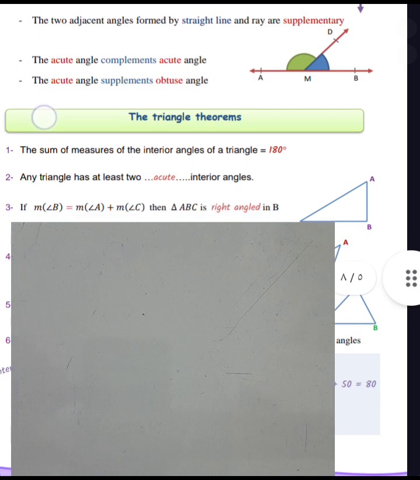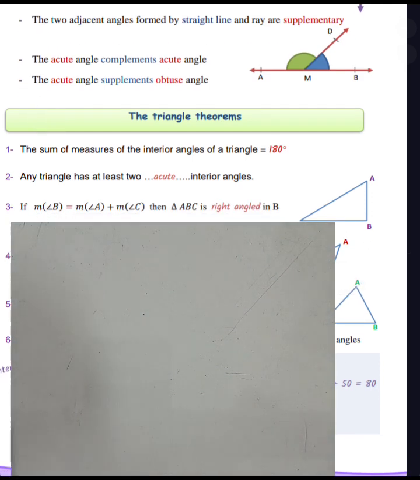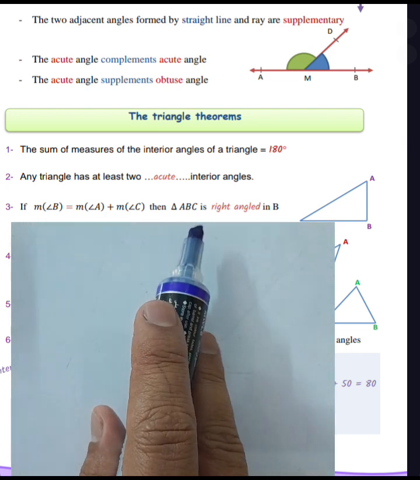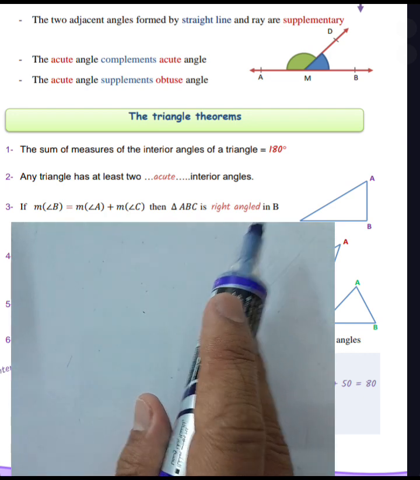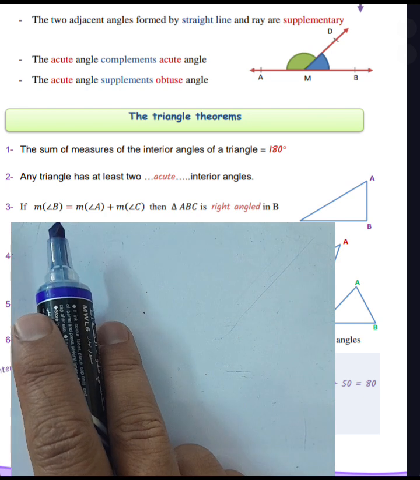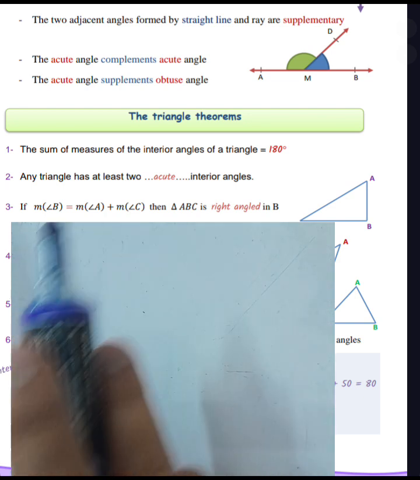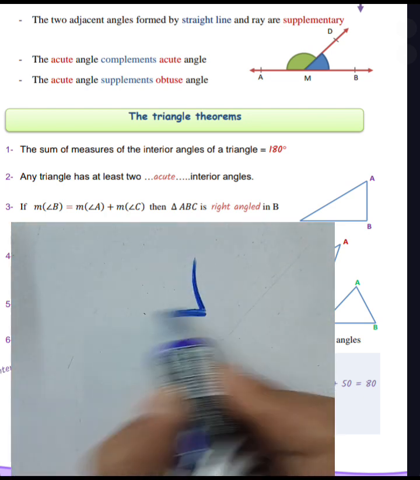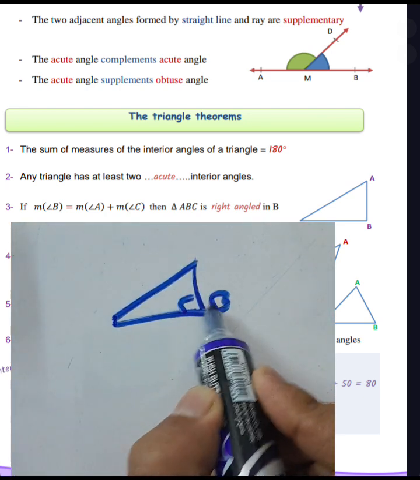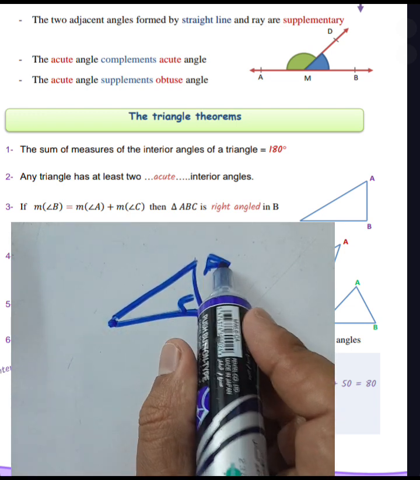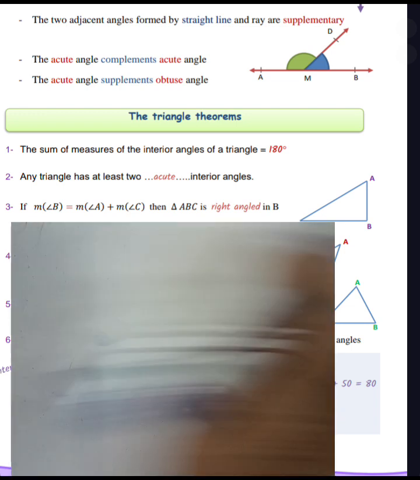Number 3: if the measure of angle B equals the measure of angle A plus the measure of angle C, then this triangle will be right angled at B, because the measure of angle B is equivalent to the sum of the measures of angle A and angle C. Then we have a right angle triangle at the point B.